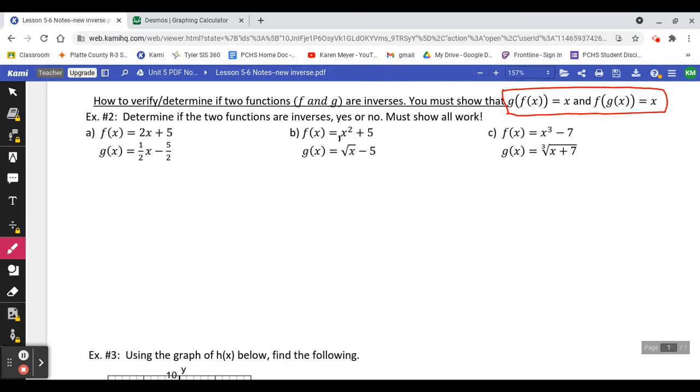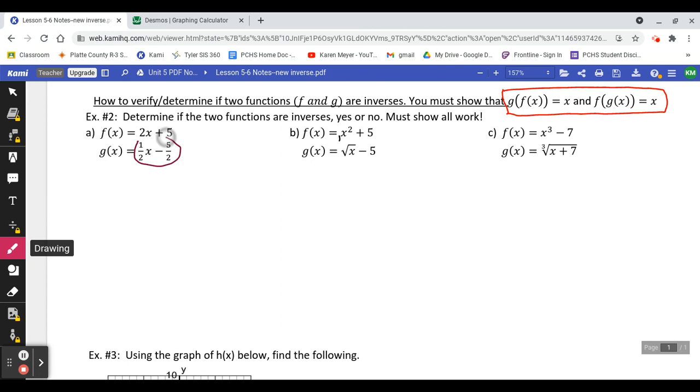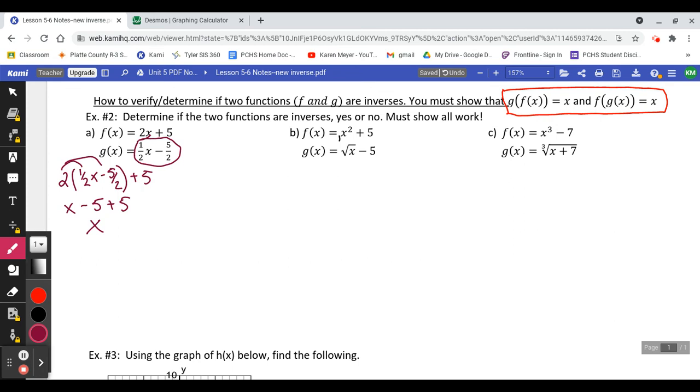So let's go here and let's start our function composition. So I'm going to start by taking the bottom one and putting it into the top one. So 2 parentheses 1/2 x minus 5/2, close my parentheses, plus 5. Distribute your 2, so I get x minus 5 plus 5, and then minus 5 plus 5 cancel out, and that simplifies down to x. If the first one simplifies to x, then you must do it the other way. If it does not simplify to x, then you get to stop and say, no, they are not inverses, and move on.